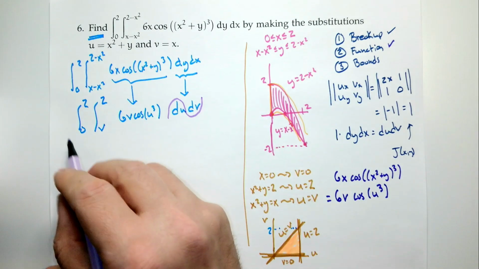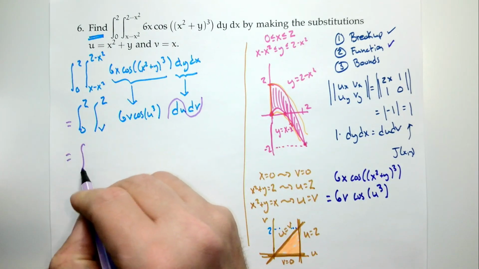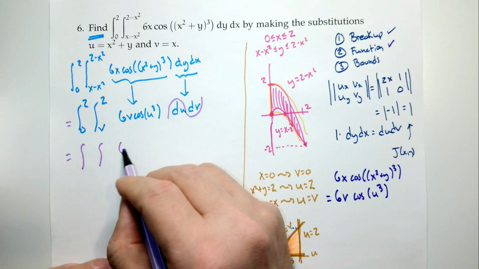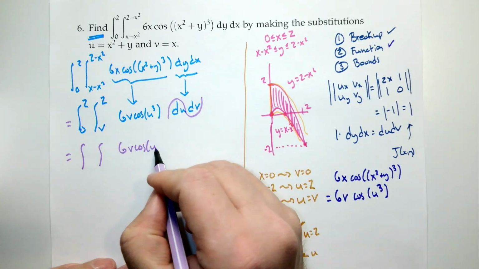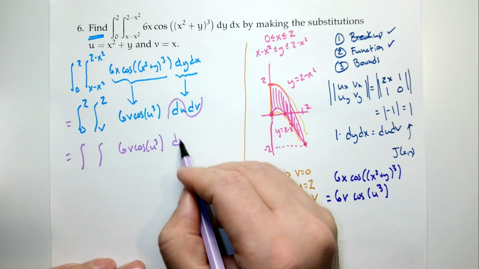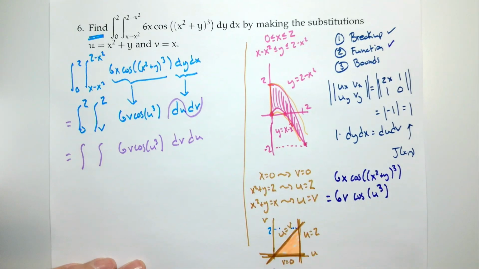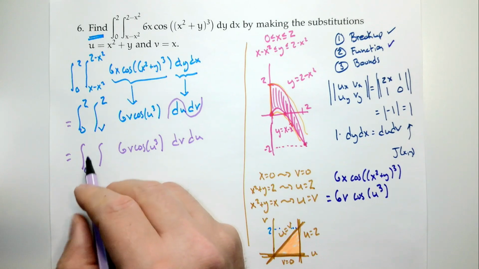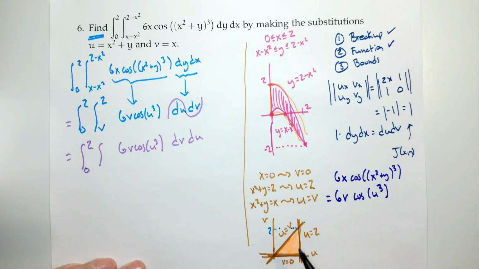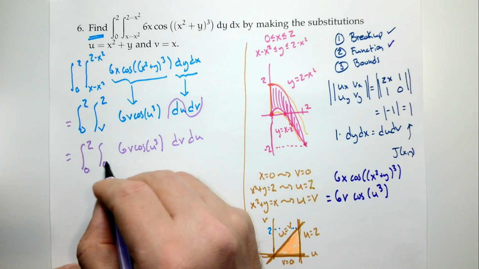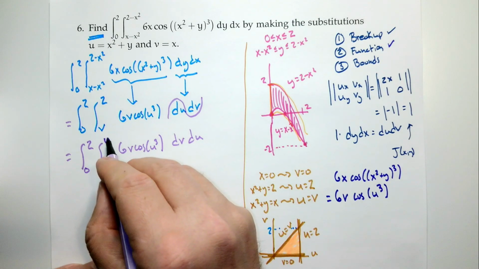So, integral 6v cosine u cubed dv du. Now come to the picture. Where does u go from? Well, it goes from 0 to 2. Where does v go from? We go from v equals 0 to v equals u.